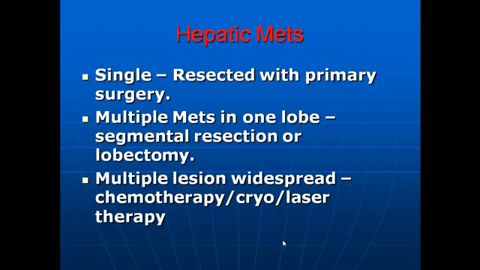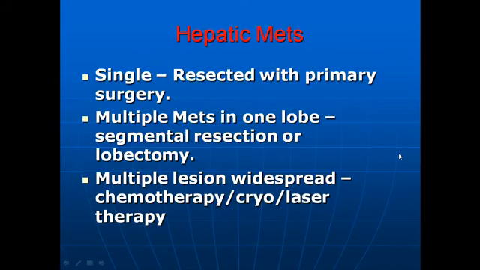And how do we manage hepatic metastasis? Say for example, this patient is having hepatic metastasis. What will you do if there is a single metastasis? You can resect the metastasis along with the primary tumor. For example, you are doing a left hemicolectomy and the patient is having a single hepatic metastasis. Then the recommendation is that you resect the metastasis along with the primary surgery. Multiple mets in one lobe, you can do a segmental resection or lobectomy. If the patient is having multiple metastases in one lobe, you can go for segmental resection or lobectomy.